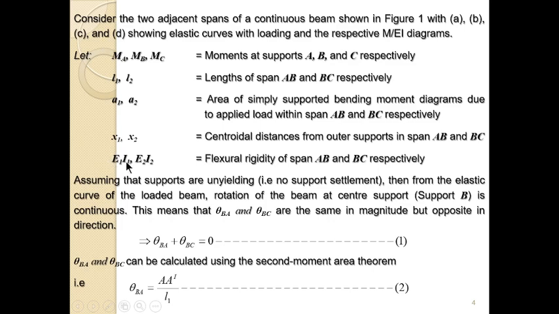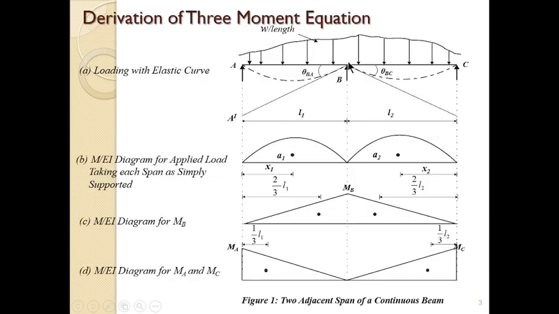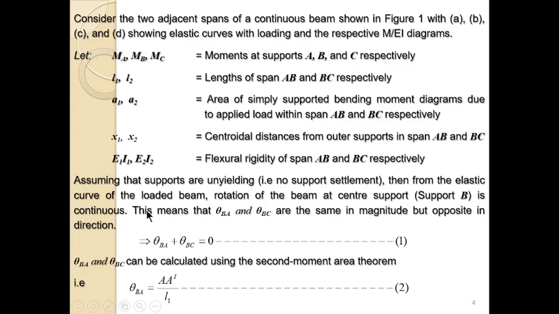Now E1 I1 is the flexural rigidity for span 1 and this is the flexural rigidity for span 2. Let's look at support B. If we assume that this support is continuous, it means that theta BA and theta BC are the same in magnitude but opposite in direction. So theta BA plus theta BC equals 0. Let's call that equation 1.